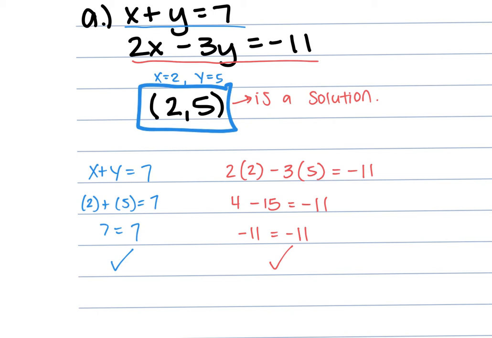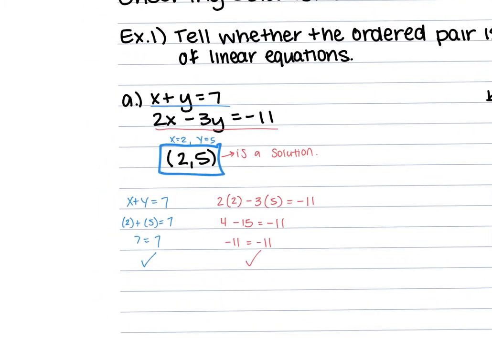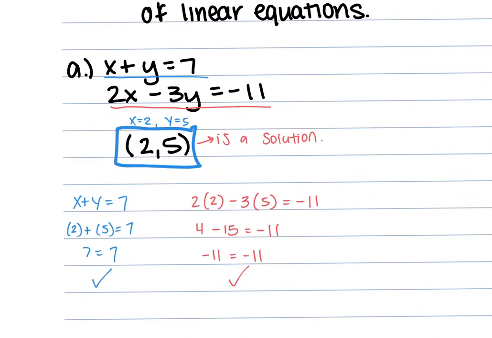So guys, essentially all I'm doing is plugging in the values of my coordinate into both equations, not just one. You have to plug them into both. And if it works for both, we've got a solution. Now, I want you guys to relate this to the warm-up.